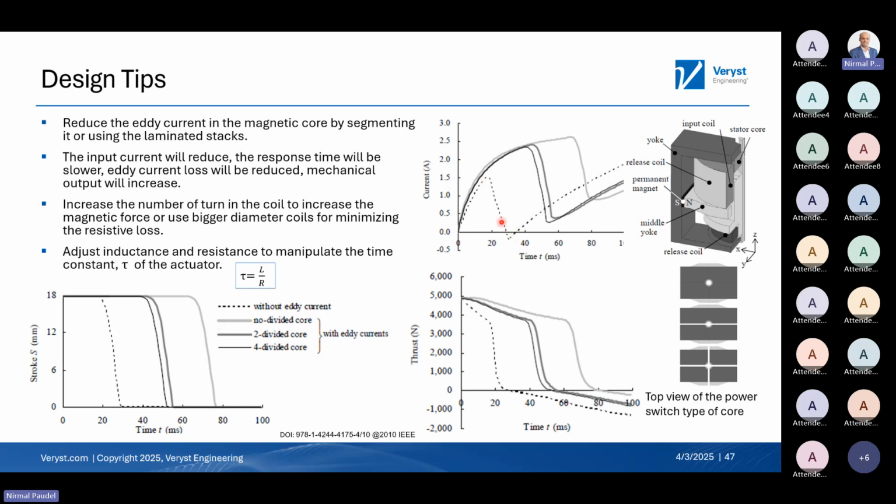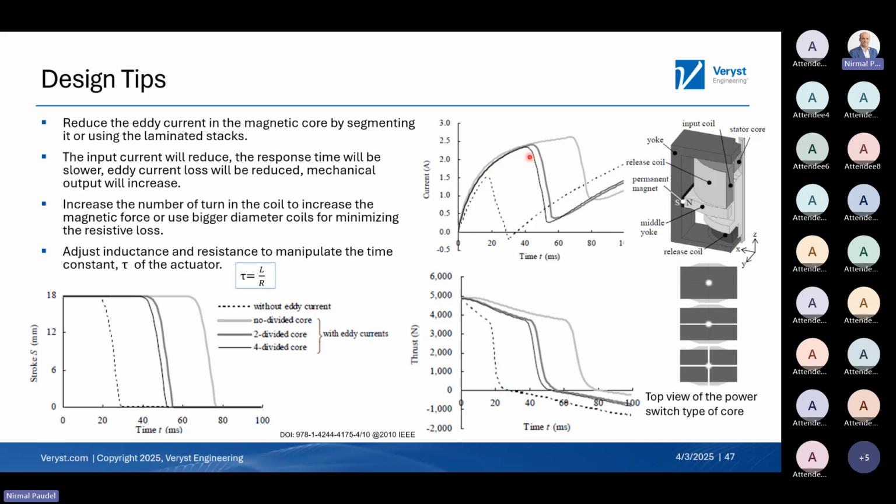If you don't have any losses on the core, for example, if it's the ideal one, then the current will go to some value. And then this actually starts with the maximum force because you have a permanent magnet already attached. So it's kind of hold force, and then you are trying to release it against that force. So the plunger starts to move quickly.